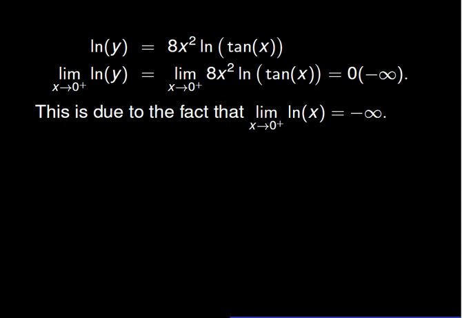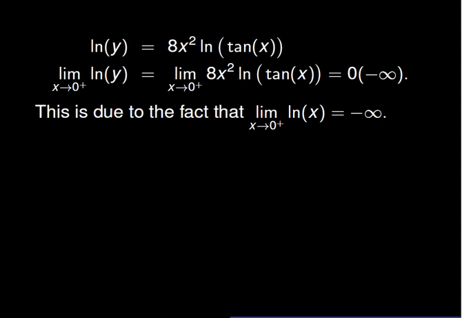We will study the limit of the logarithm of y. The logarithm of y is equal to 8x squared times the logarithm of tangent of x. The limit as x goes to 0 plus of the logarithm of y is equal to the limit as x goes to 0 plus of 8x squared times the logarithm of tangent of x, which is equal to 0 times negative infinity. This is still an indeterminate form.